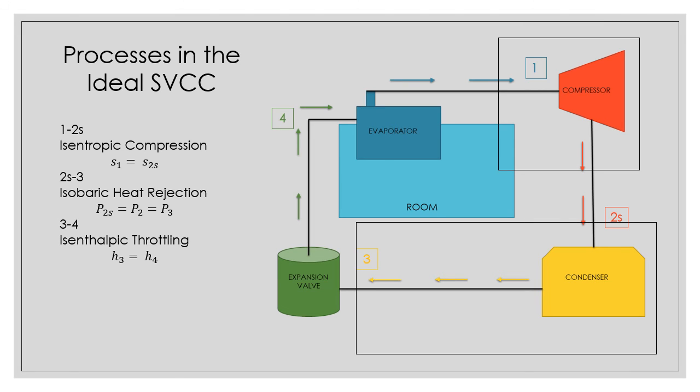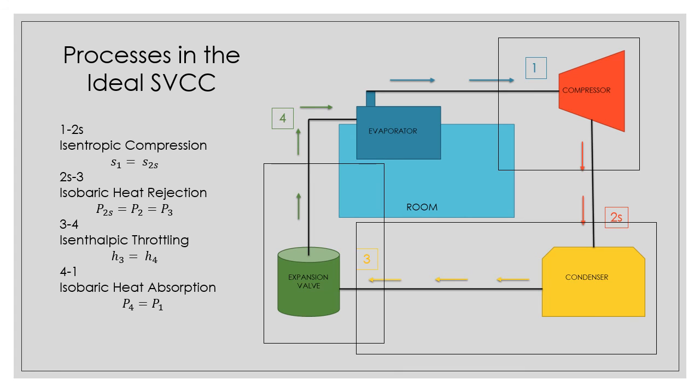Next is the isenthalpic throttling. There is a decrease in temperature and pressure, but enthalpy remains the same. This throttling happens in the expansion valve. Lastly is the isobaric heat absorption that happens in the evaporator. In this process, the refrigerant changes phase from liquid to gas while pressure remains constant.